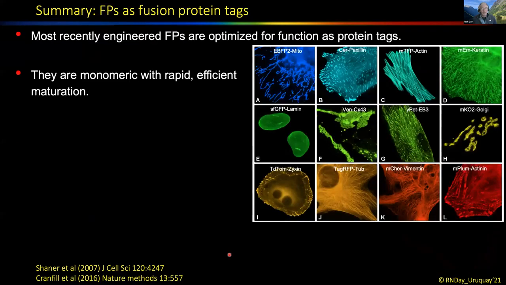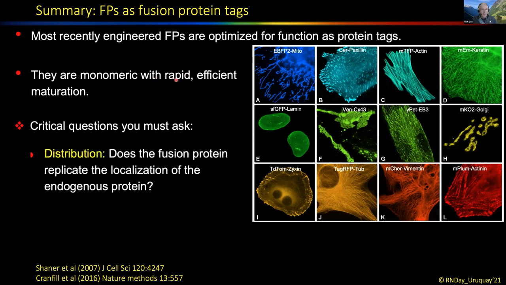So I wanted to finish this section simply by hitting on a couple of key points. There's a reason why investigators have spent a lot of time optimizing these FPs. They're optimized for function as protein tags. So if you can at all use the most recent of the FPs, it's wise to do so. They've been engineered to be monomeric. They have rapid and efficient maturation.